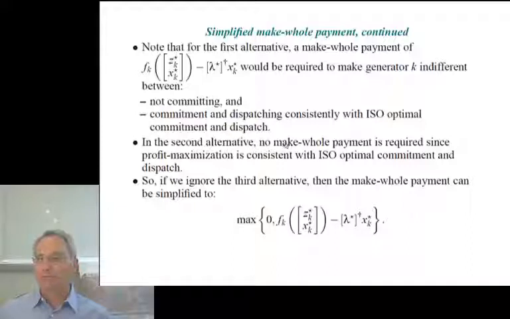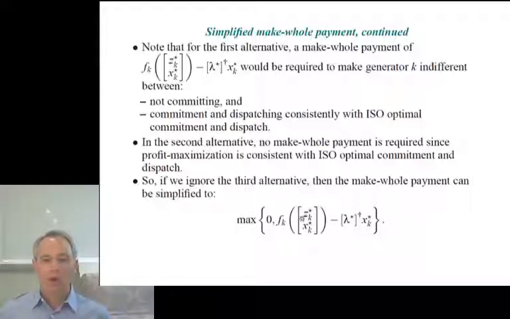In the second alternative, there's no make-whole payment required. So if we could ignore the third alternative, we could think of the make-whole payment as being the maximum of 0 and this difference between the operating costs under ISO commitment and dispatch and the revenues under ISO commitment and dispatch. In the case that this term is negative, then we don't need any further inducement, and indeed this resulting max of 0 and a negative number would be 0, no make-whole payment.